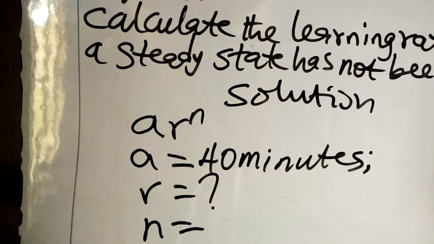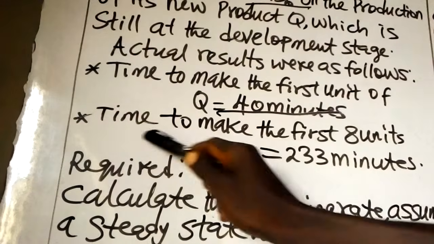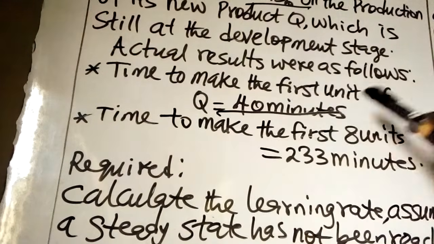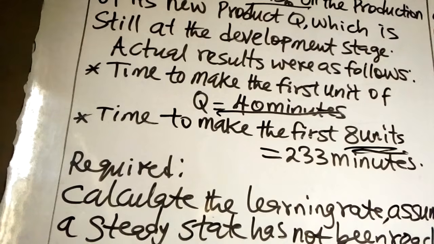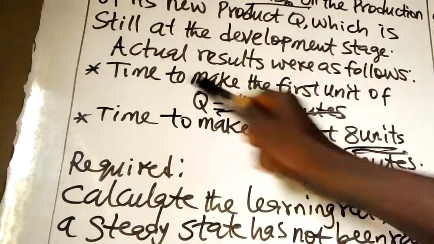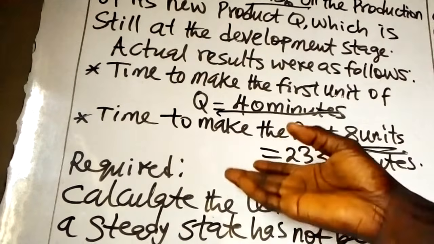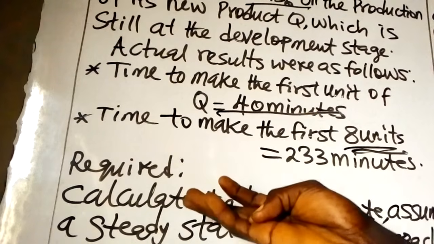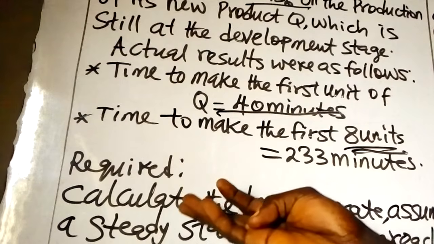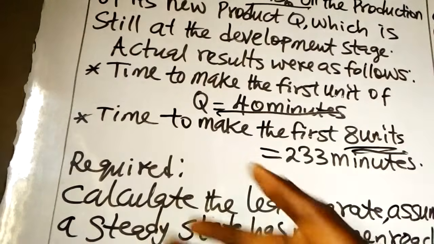How many times would the activity be doubled to obtain the cumulative output? You know, the cumulative time to make the first 8 units. The cumulative output is 8 units. How many units were in the first batch? Time to make the first unit. The first unit will be 1. If you double 1, that is, if you multiply 1 by 2, you have 2. That is the first time. The second time, times 2 again, you have 4. 4 times 2 again, we have 8.